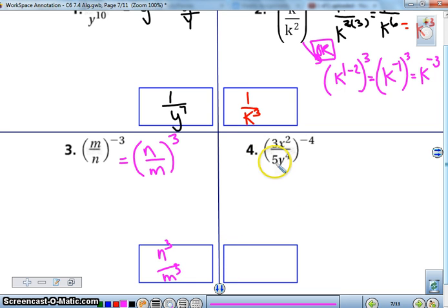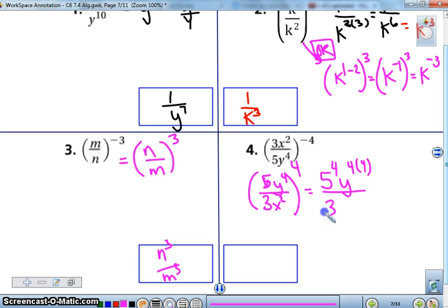The last one's a tough one. Please try it. Pause it now, try writing it out, then look at what I'm doing. Again, negative exponent, I like to switch that right away. So I'm going to have 5y to the fourth over 3x to the second. It's now to the fourth power. I'm taking 5 to the fourth. Y to the fourth means I'm multiplying. 3 to the fourth. X 2 to the fourth.